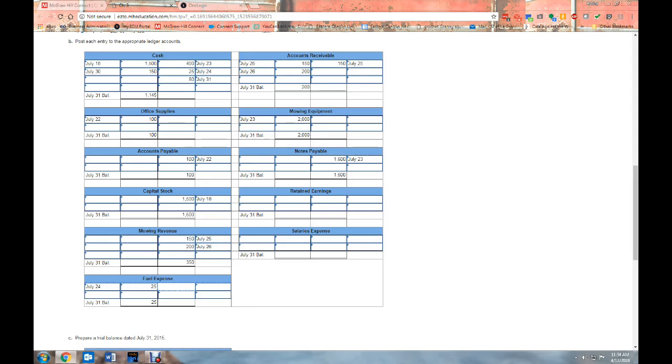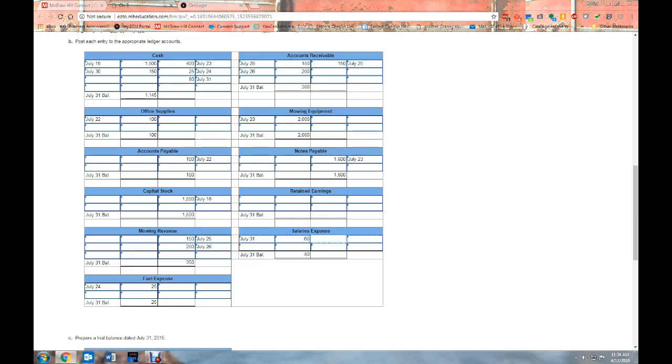So accounts receivable, mowing equipment, notes payable is all done. Salaries expense, let's talk about it for a minute. I only paid my employees one time during the month on July 31st. So I paid them $80, therefore debit entry, and salaries expense has an $80 debit balance.